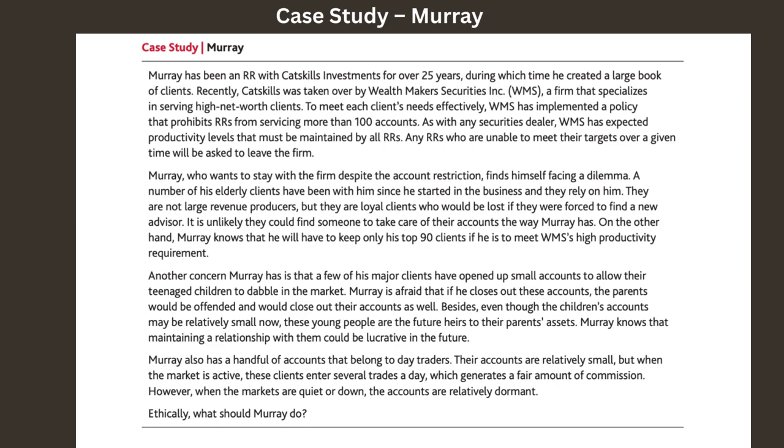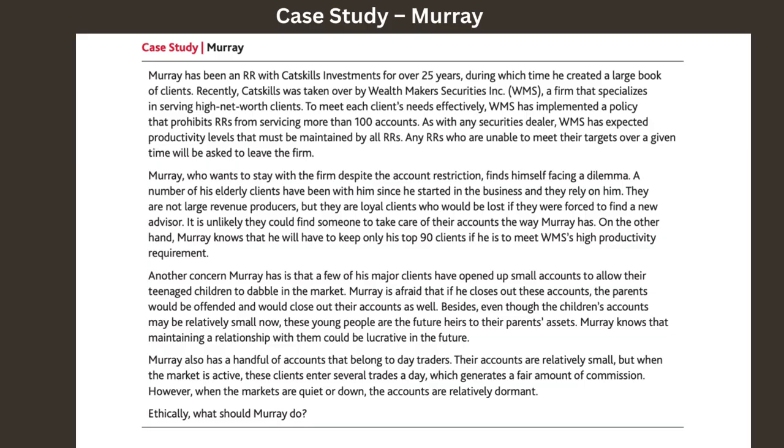Murray, who wants to stay with the firm despite the account restriction, finds himself facing a dilemma. A number of his elderly clients have been with him since he started in the business and they rely on him. They are not large revenue producers, but they are loyal clients who would be lost if they were forced to find a new advisor. It is unlikely they could find someone to take care of their accounts the way Murray has. On the other hand, Murray knows that he will have to keep only his top 90 clients if he is to meet WMS's high productivity requirement.